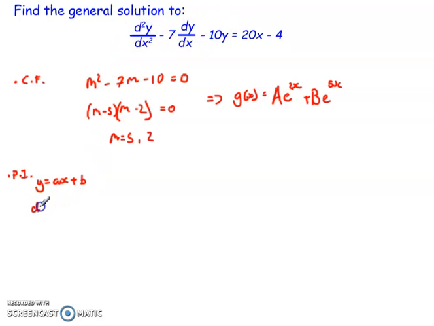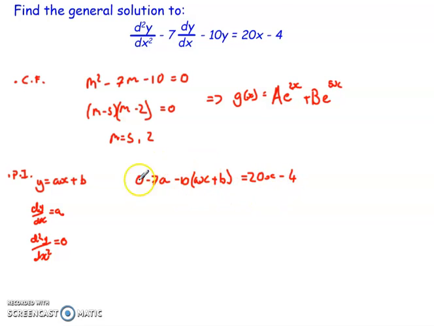So if I substitute that, I get dy by dx equals a. And then obviously the second derivative, d2y by dx squared, of that is 0. So what I now do is I substitute all of this into this equation here, such that I'll get 0 minus 7 times the first derivative, which is a, then minus 10 times the original equation y, so times ax plus b, and that is going to equal 20x minus 4.